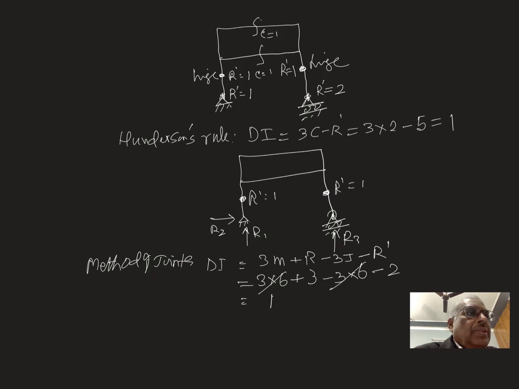Total indeterminacy is 1. So external indeterminacy is R minus 3. R is 3, minus 3 is 0. So internal indeterminacy is 1. So 1 minus 0, the total indeterminacy is 1. In this way you can find out for this problem.